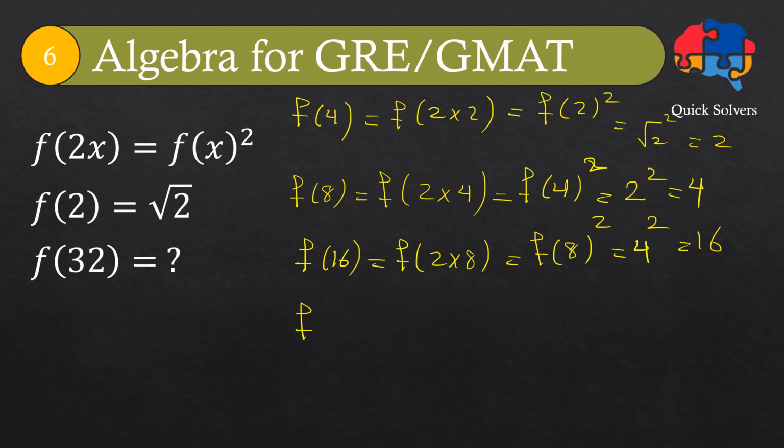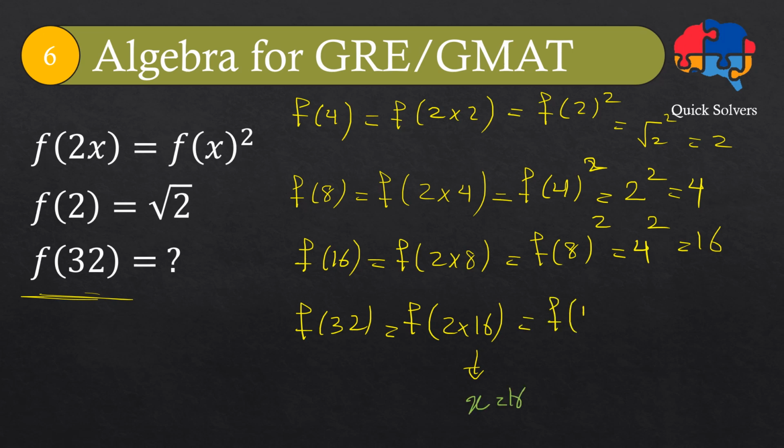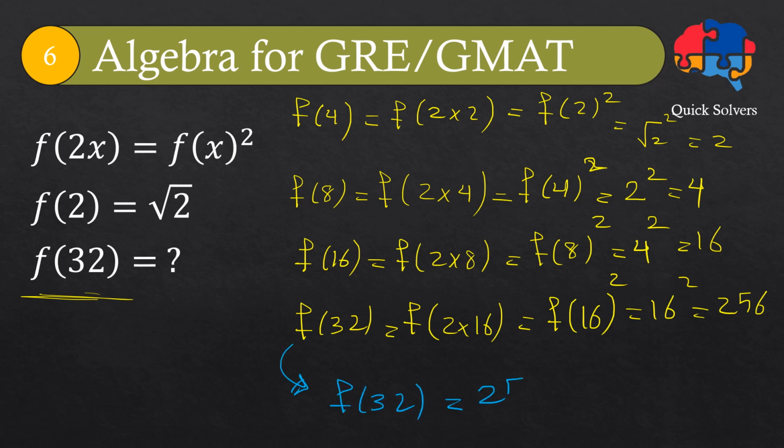And in the next step, I can find f of 32, what we were looking for from the beginning. Okay, and I can write 32 as 2 times 16. And this means x is 16 in this case. So this equals f of x, or f of 16, to the power of 2. f of 16 equals 16. So 16 to the power of 2 is 256. And this is the final answer that we were looking for. So I can write this as f of 32 equals 256.